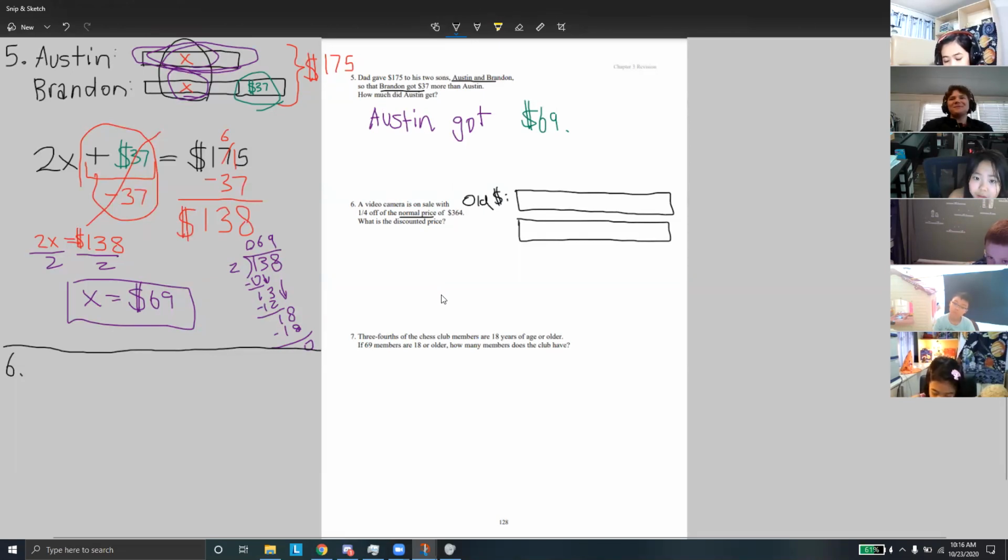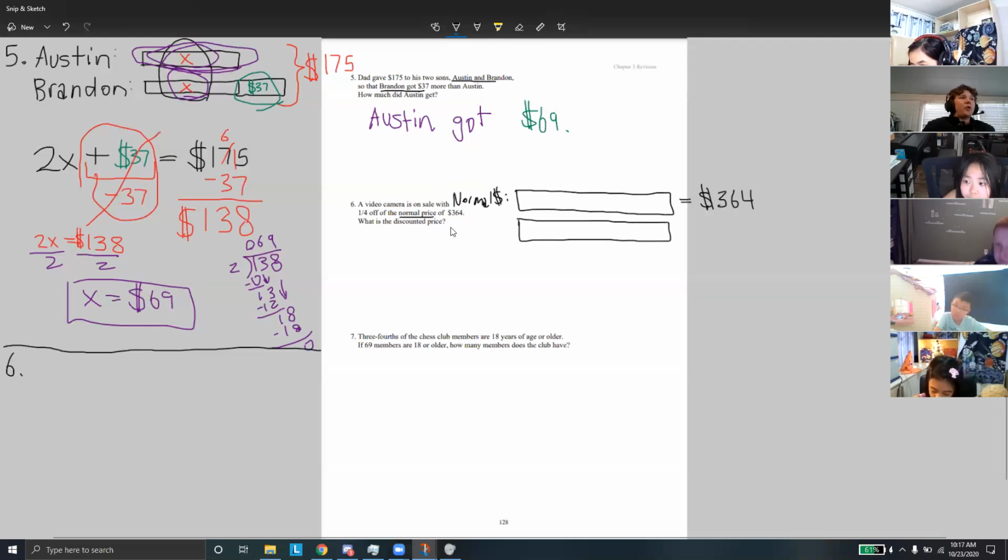Yeah, we do. It says a video camera is on sale, a 1/4 off the normal price. I'll write normal just so I don't confuse you guys. Normal price. And so we know that the whole bar model, this entire bar, is equal to 364. This whole thing is equal to 364.